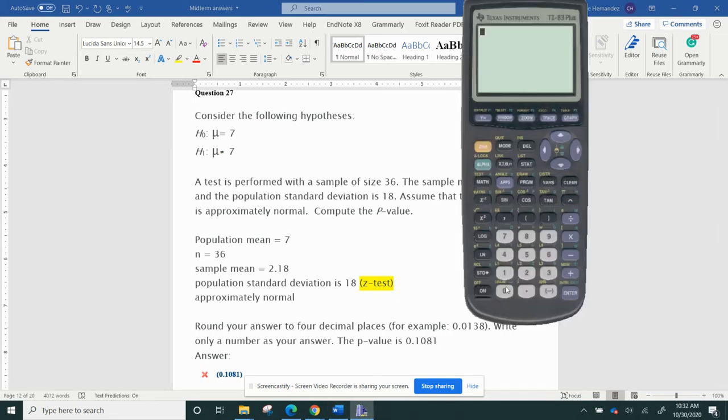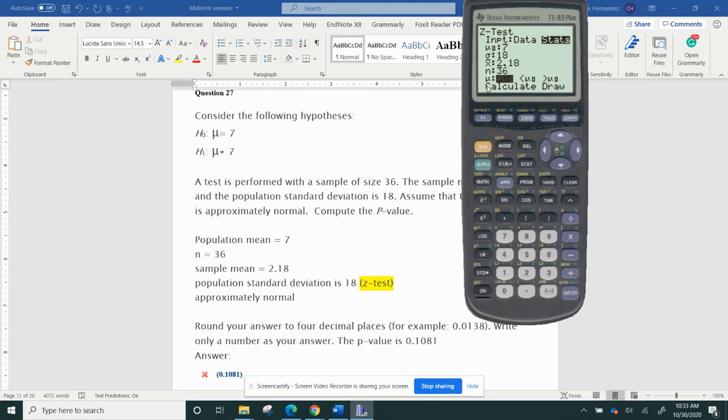So I'm going to go to my calculator. I'm going to turn it on. I'm going to go to Stat, over to Test, and I'm going to hit Enter. Your calculator might be this way. So what you want to do is go over to Stat and hit Enter so it's blinking at you. And then you go down to the population mean, which is 7. Put in the population standard deviation, which is 18. Put in the sample mean, which is 2.18. Put in the sample size of 36.